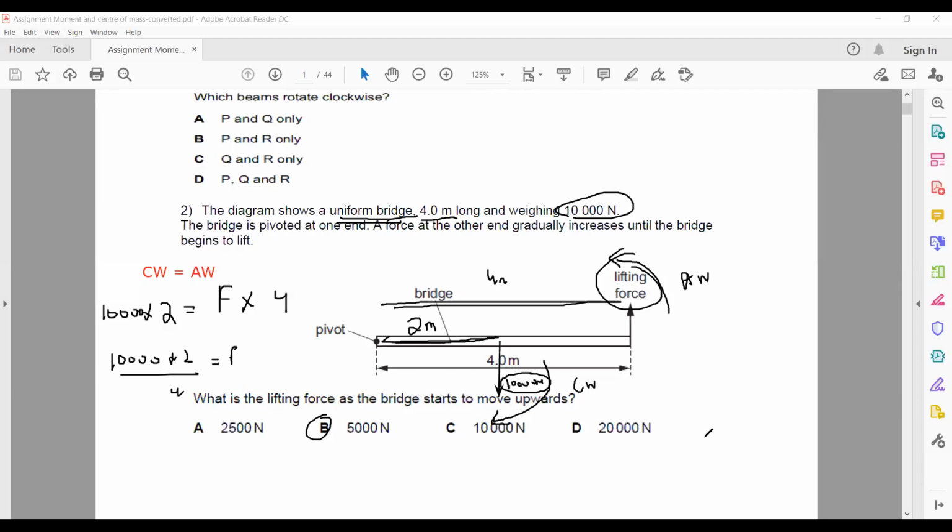Yes, Tausif, you're right. The 5,000 is a minimum force. 5,000 is the minimum force required to balance it. So we need more than 5,000, but the minimum force required to balance this is 5,000. If the force changes to more than 5,000, like 5,001, 5,002, then it will start to cause a rotation.